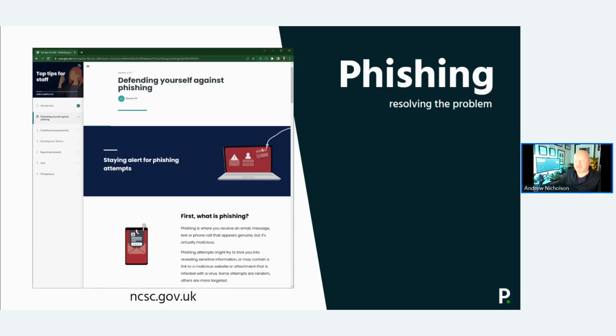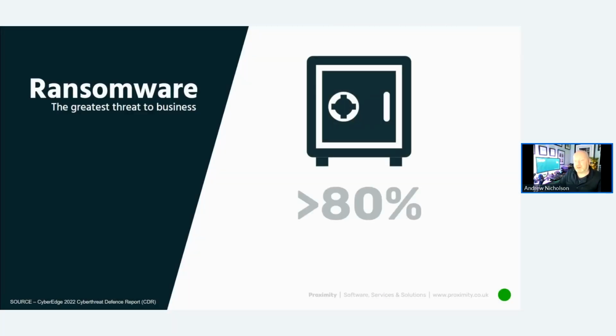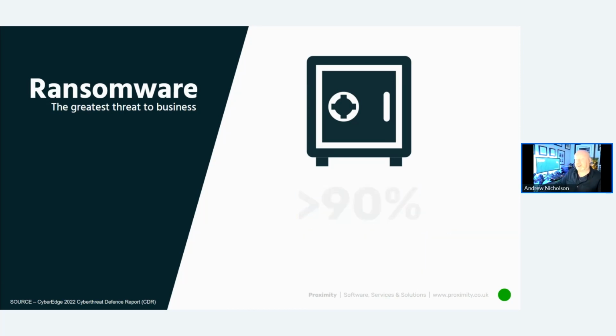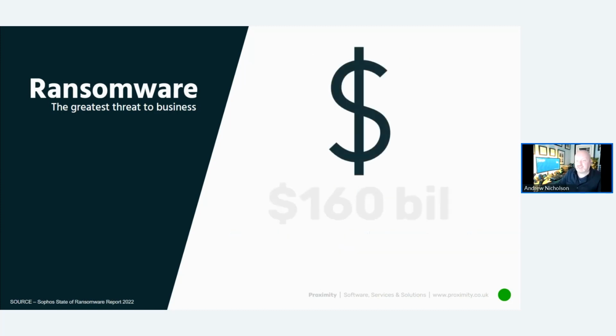Okay, moving on. While authority management, password policies, and security education are all soft measures controlled in-house, there are further hard areas that you may want to look at. One such area is ransomware, which, as discovered within the 2022 Cyber Threat Defense Report, is the greatest threat to business this year. Now, within this report, as compiled by CyberEdge, it was found that in the UK, 81.4% of organisations had experienced at least one cyber attack in the year prior to the study. Now, this may sound high, but the worst hit countries such as Colombia, Turkey and Spain had figures closer to 95%.